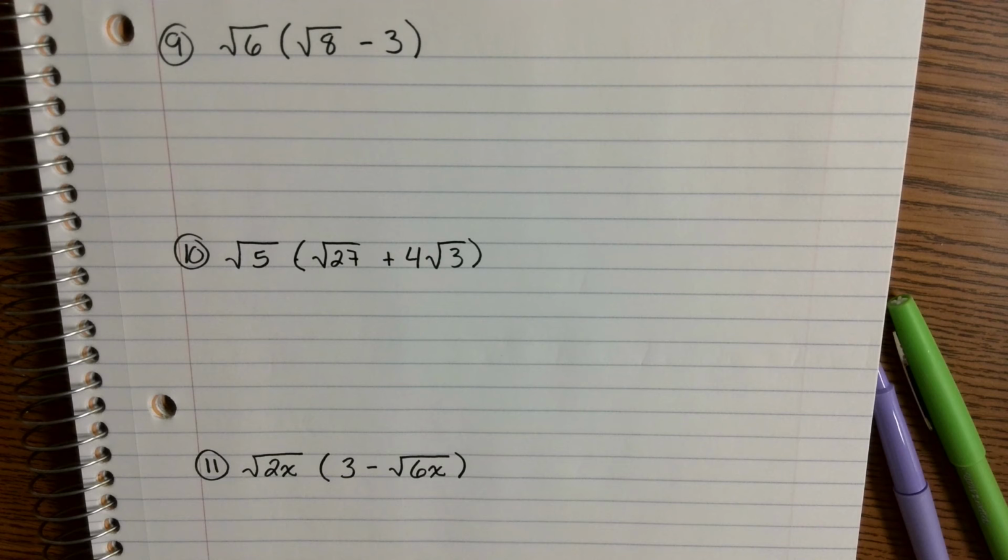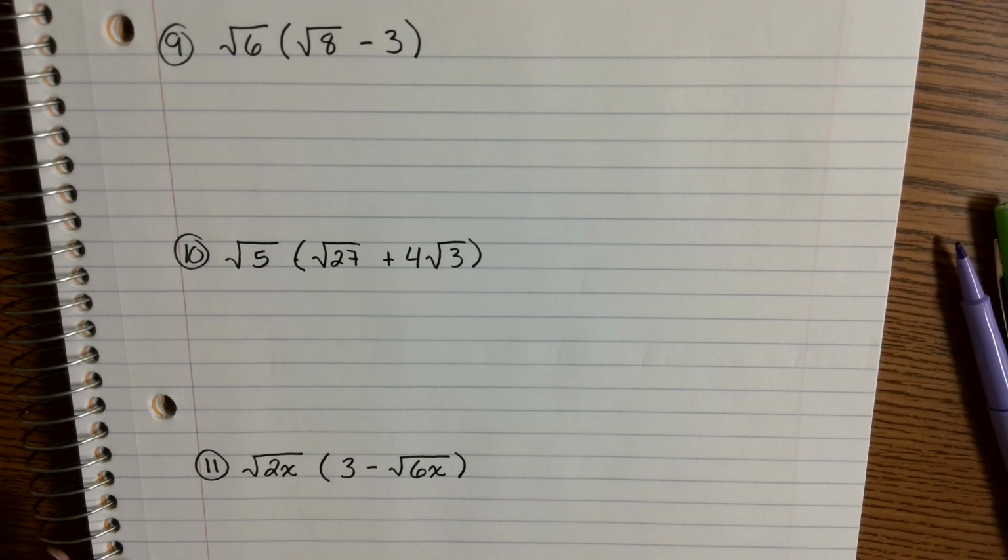Number 9? Somebody I haven't heard from yet? Emiliano? Very good. 4 square roots of 3 minus 3 square roots of 6.